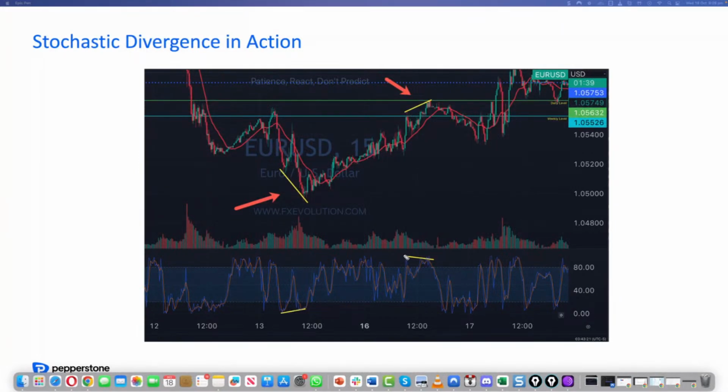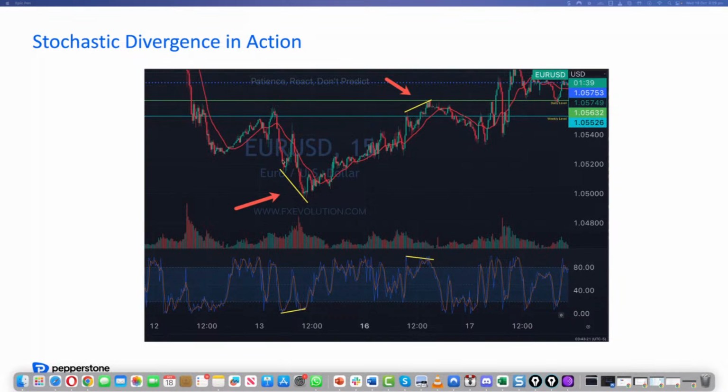Then you can see over here, you've got class A again. You've got a lower high on the indicator and a higher high on the price chart. And of course, we do get that fairly decent little reaction to it where the market drops off about 25 points, 30 points in terms of market moves.